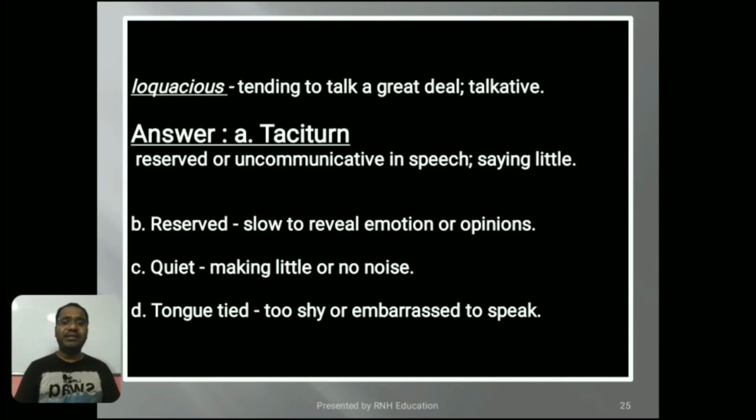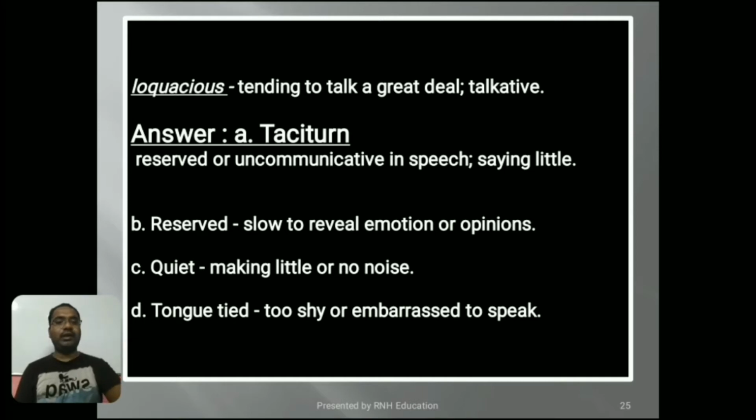What does it mean? The word taciturn. Taciturn means reserved or uncommunicative in speech, or saying little. The person who says little, he is taciturn. Okay, and the other three options were B, reserved, that means slow to reveal emotion or opinions, and C was quiet, that means making little or no noise, and D was tongue-tied, that is too shy or embarrassed to speak. Okay, so in this section the right word should be taciturn.